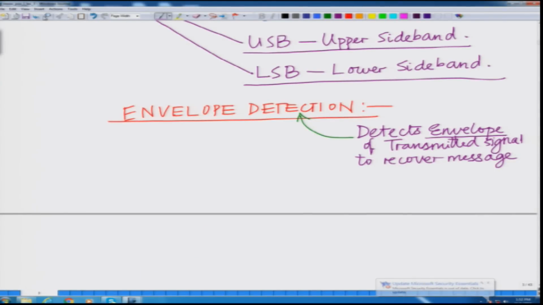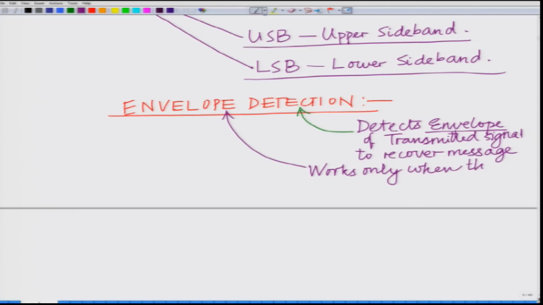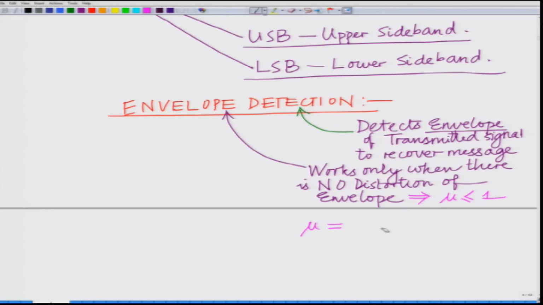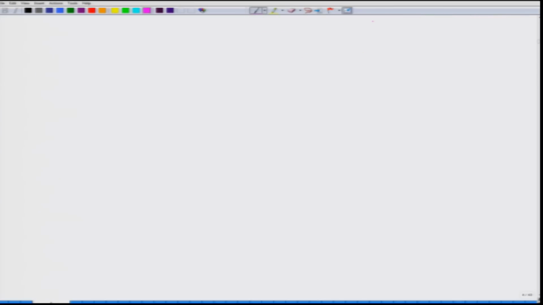So, for this it takes the envelope, so there should be no distortion. It works only when there is no distortion of the envelope. This implies mu has to be less than or equal to 1, where mu, remember, is the modulation index. Okay. And what is envelope detection?